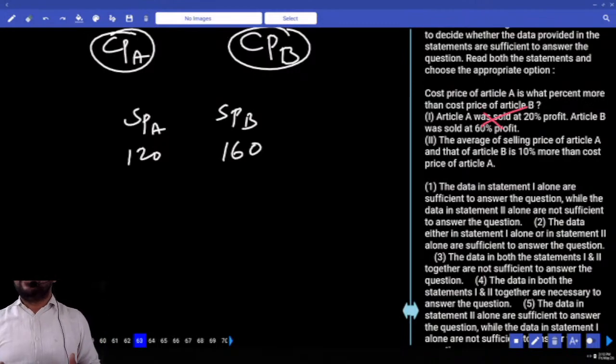That is the first statement. You have to forget about the first statement. Now if you see only the second statement: the average selling price of A and B is 10% more than the cost price of A. First of all, we don't know the selling price of A and the selling price of B. With only the second statement, is it possible or not? Yes, it's not possible, because we don't know the selling price of A and the selling price of B.